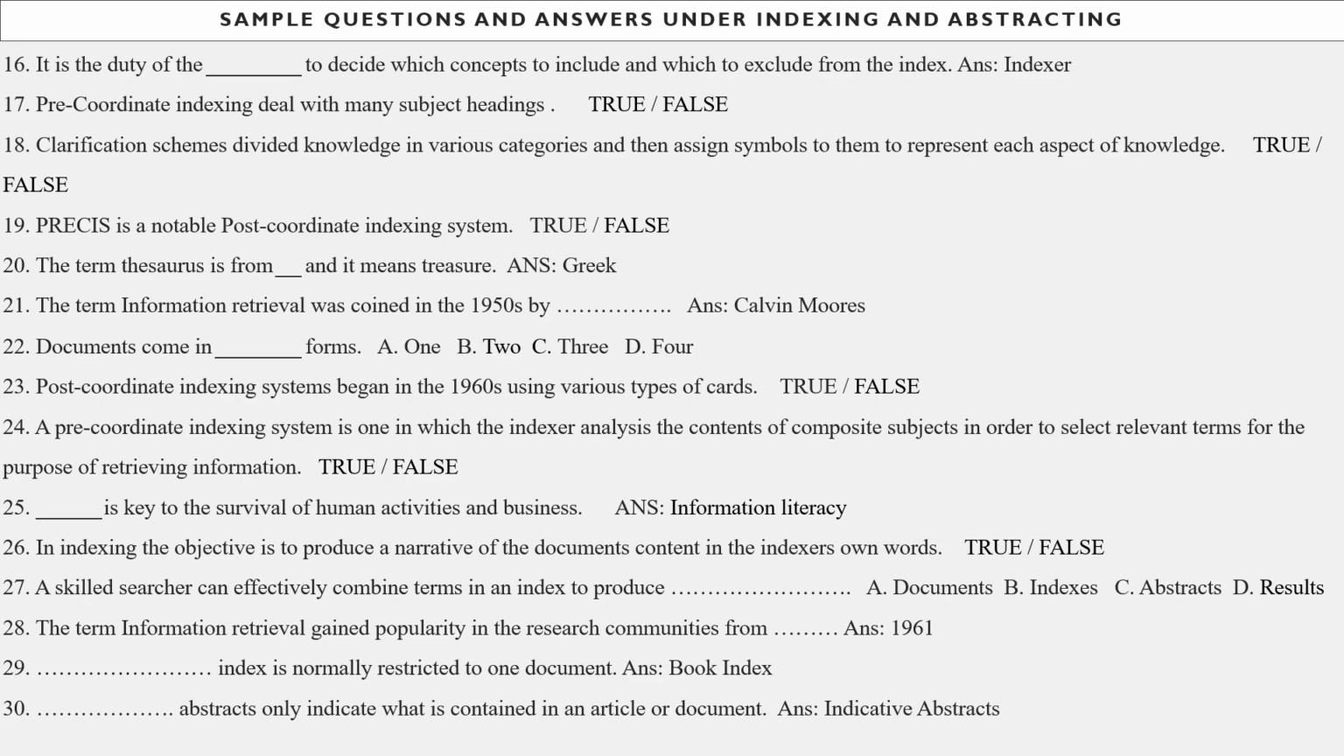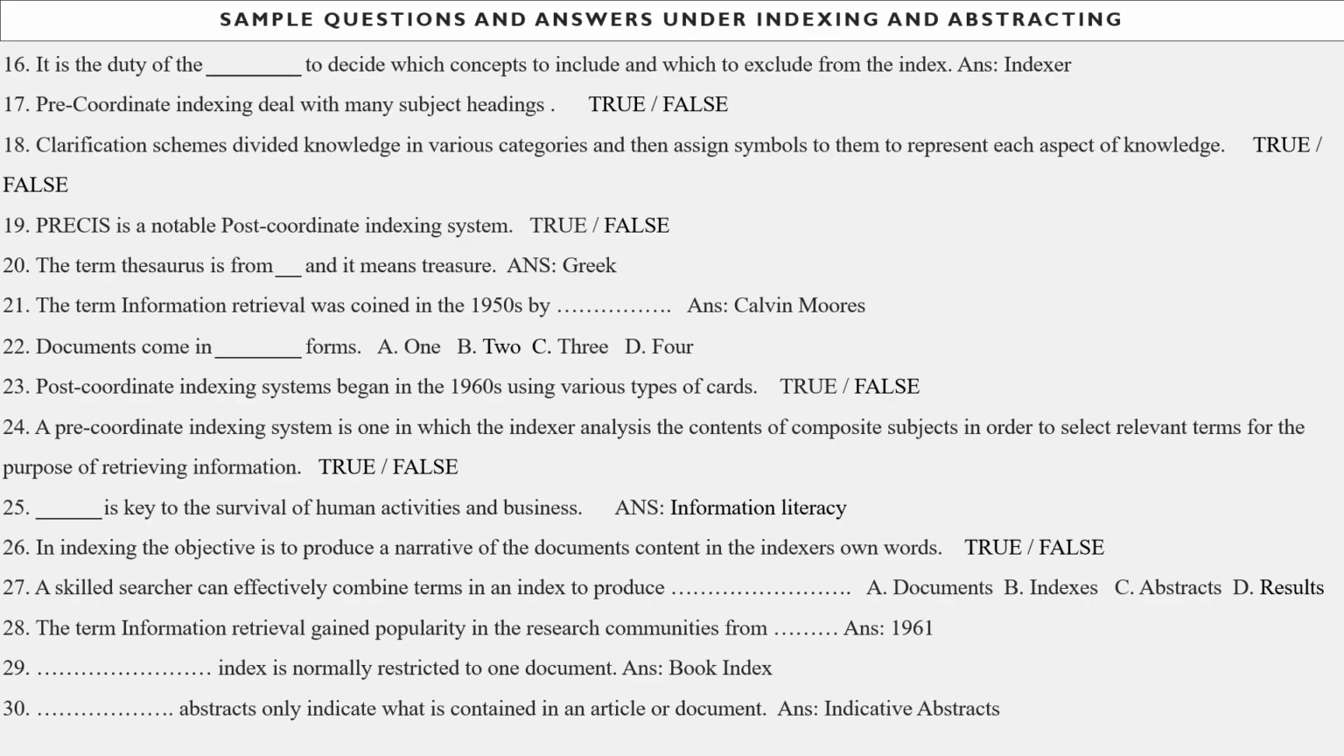Question number 27. The right answer there is resource, because a skilled researcher knows how to combine search words in an index to produce accurate and relevant resources when looking for information. And then question number 28, the correct answer is 1961, and I'm going to move on, because we've seen that question also. Question number 29, a book and list items with each page number.